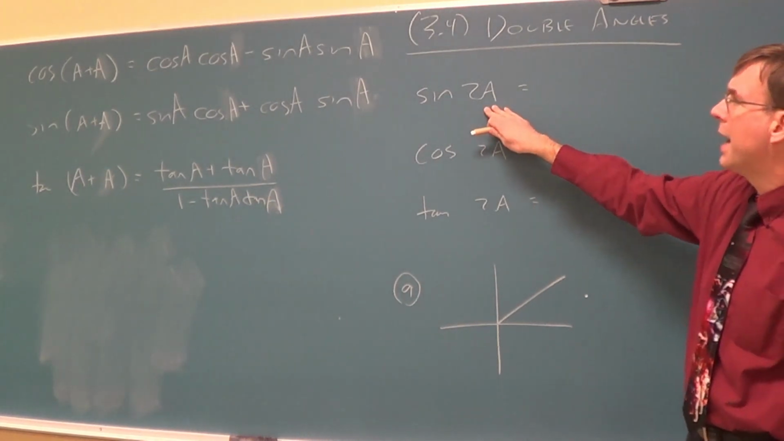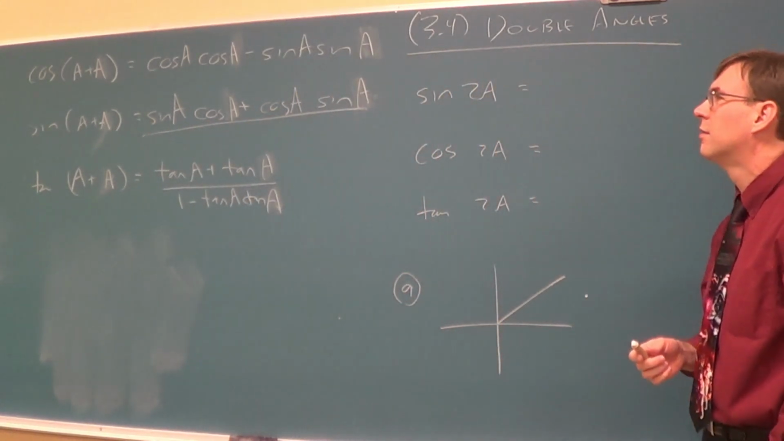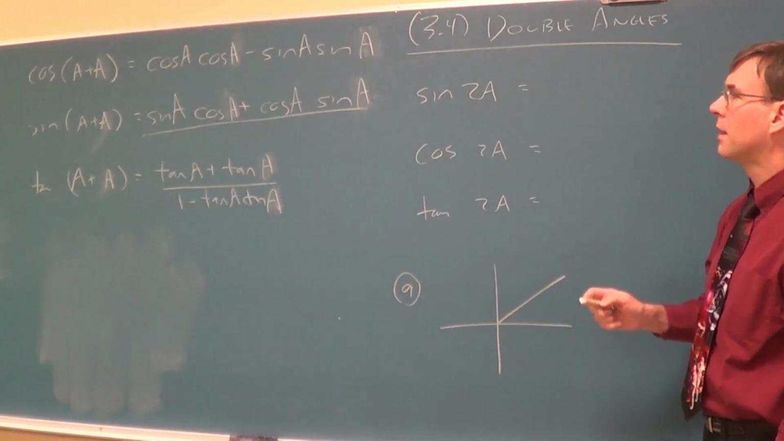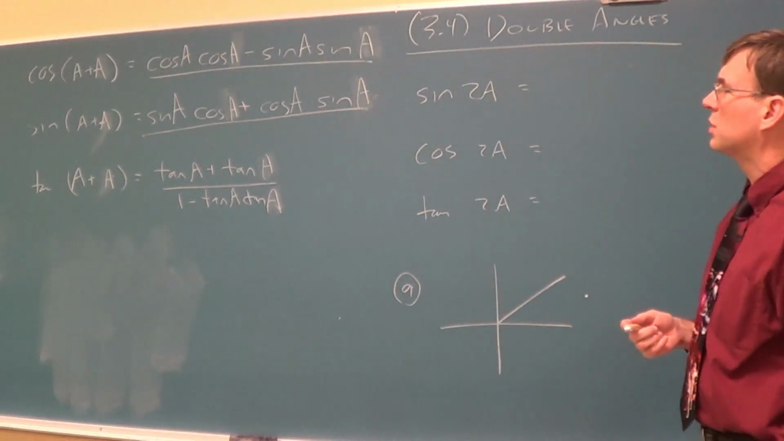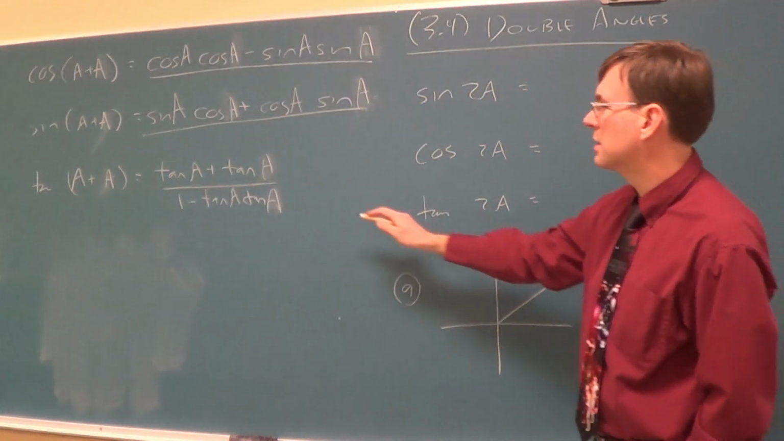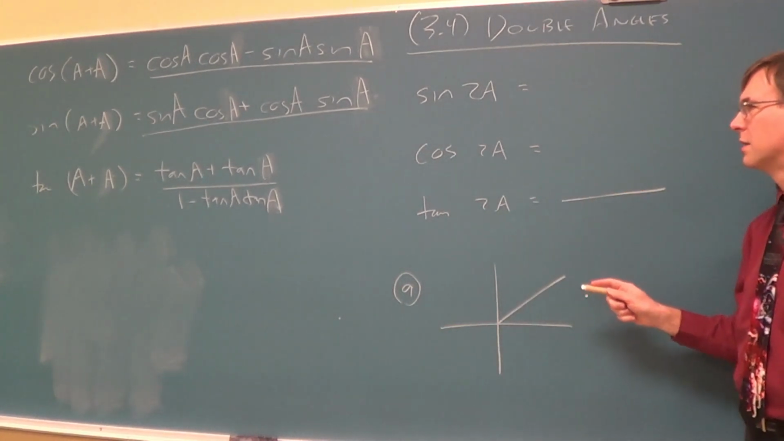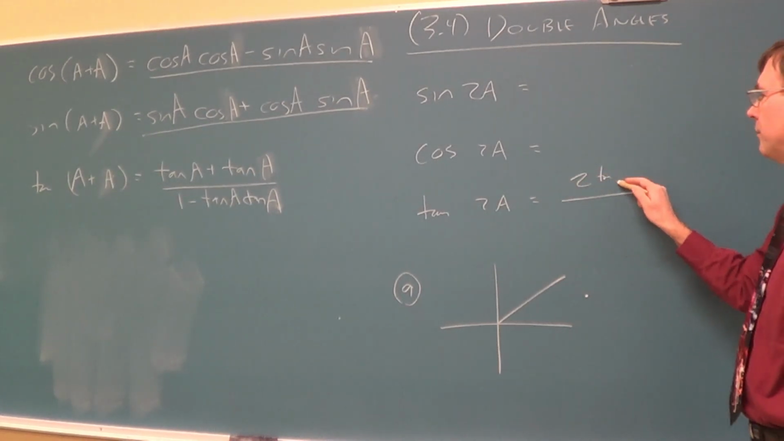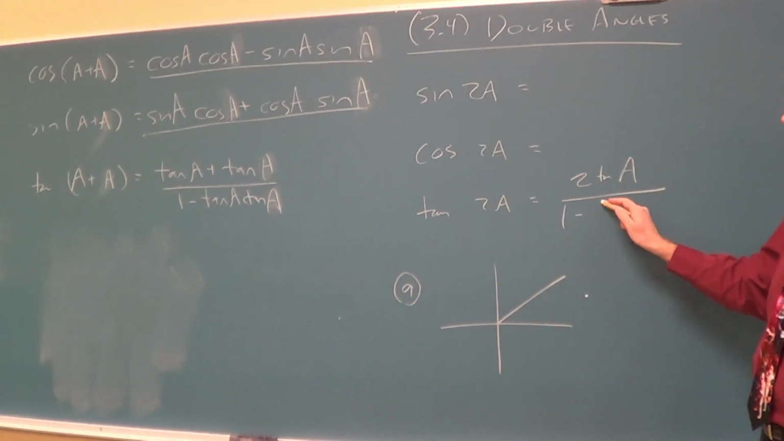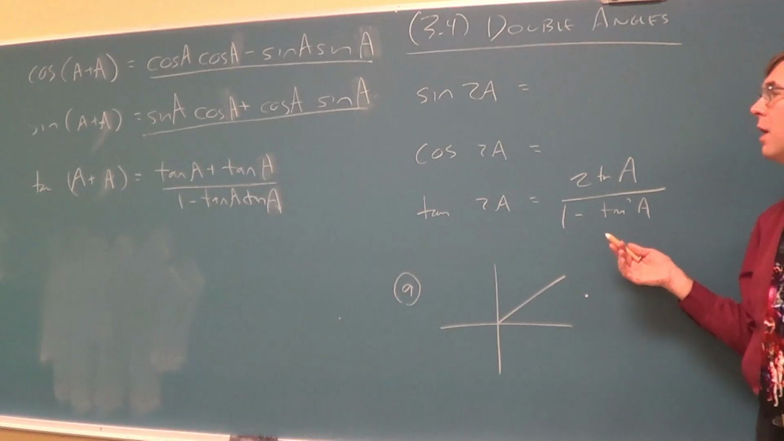So sine 2A is basically this if we could just combine some stuff. Cosine 2A is what you would get out of this if you just put some stuff together. Tan 2A is like what that one is if you just put that stuff together. We do the tan one and then we'll work our way back to the top. What would tan A plus tan A be? 2 tan A. The bottom would be 1 minus tan squared A.